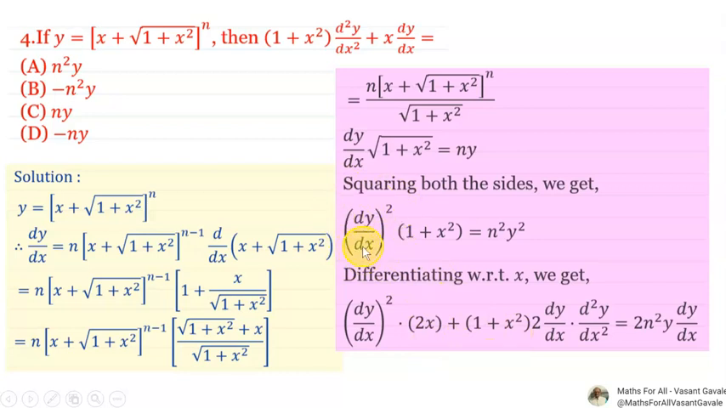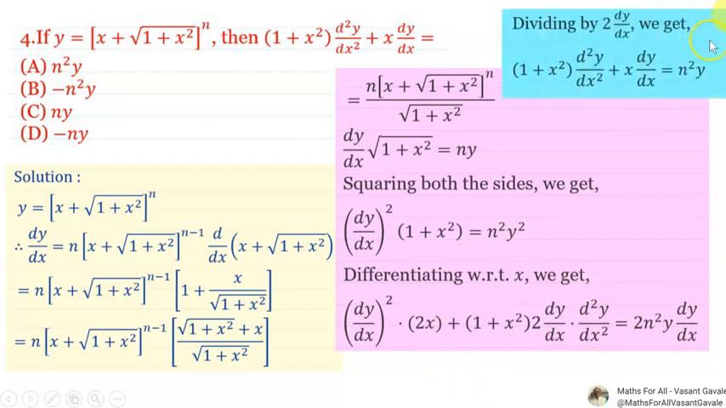Derivative of dy by dx bracket square: first the power comes down, that's 2 into dy by dx into derivative of dy by dx, which is d2y by dx square. Then the derivative of n square y square: n square is a constant, and for y square it will be 2y into dy by dx. Now on both sides, which term will we cancel? We will cancel the 2 into dy by dx term, and then you will get here 1 plus x square into d2y by dx square. The 2 into dy by dx term gets cut here.